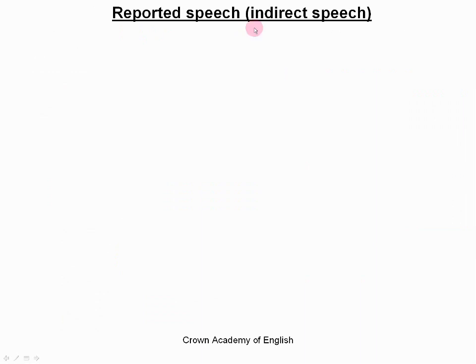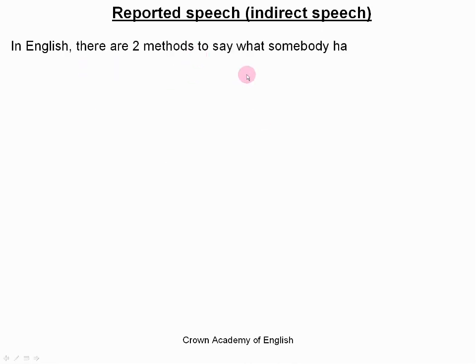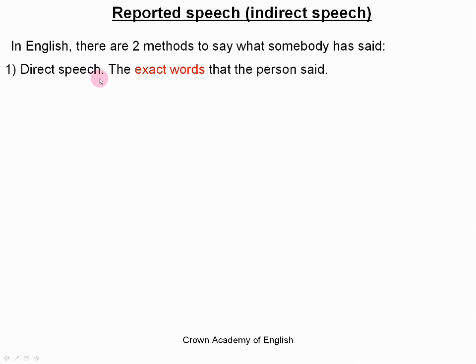Reported speech, and we sometimes call this indirect speech. In English, there are two methods to say what somebody has said. The first method is direct speech. Now, direct speech, this is the exact words that the person said. Example. Mark said, "I like chocolate." So the exact words that Mark said, the exact words are, "I like chocolate." So that is direct speech.